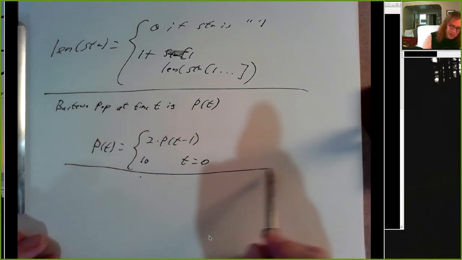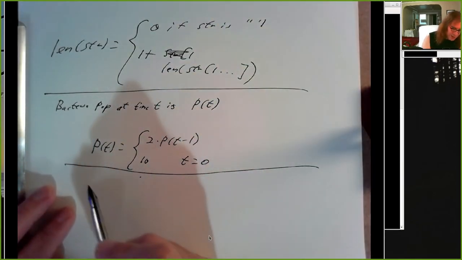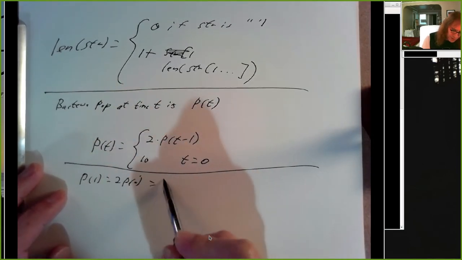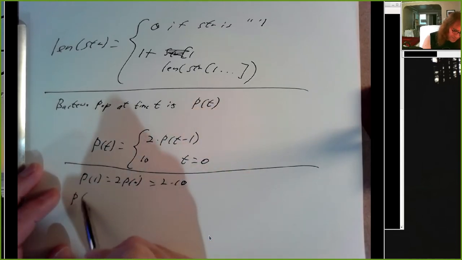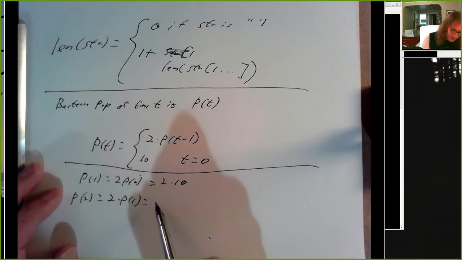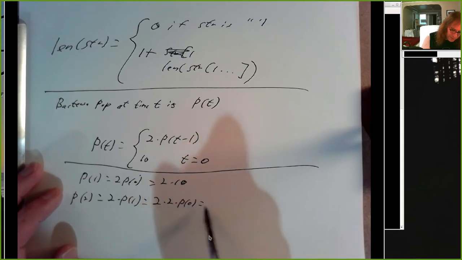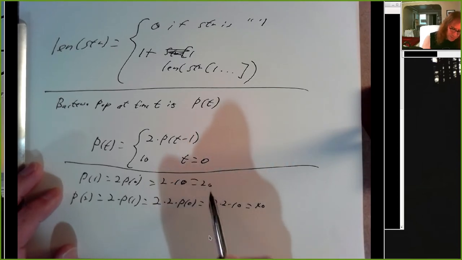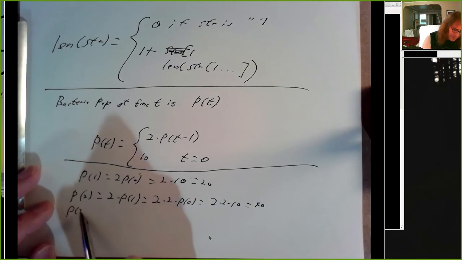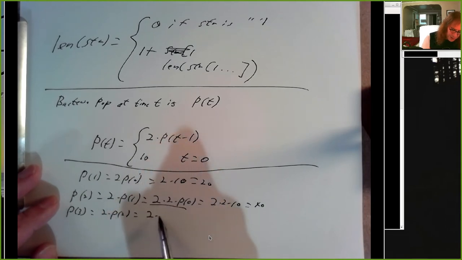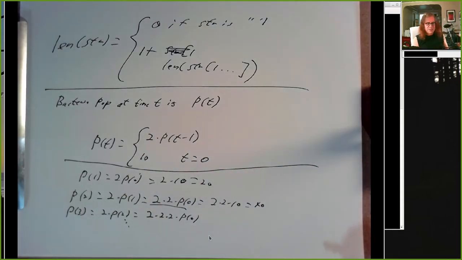And we can do what's called solving this relation, as follows. P of 1 equals 2 P of 0, which equals 2 times 10. P of 2 equals 2 times P of 1. Well, P of 1 is 2 P of 0, so that's 2 times 2 times P of 0, which is 2 times 2 times 10, which is 40. And we'll just do one more. P of 3 equals 2 times P of 2, and P of 2 is this, so it's 2 times 2 times 2 times P of 0. And so on. And so we start to see a pattern.